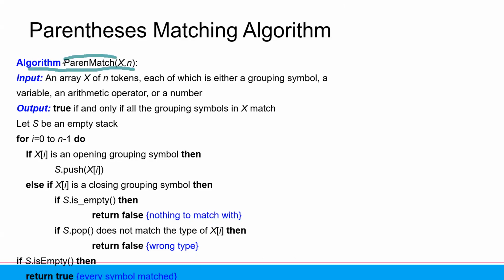In this case, we have the name ParentMatch, and we have two parameters, which are x and n. When you define your algorithm, you need to have two different kinds of elements. The first is the input, and you need to see what the output is. Those two should be available in your algorithm.